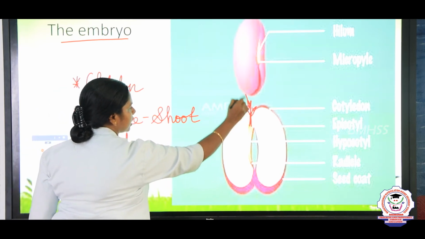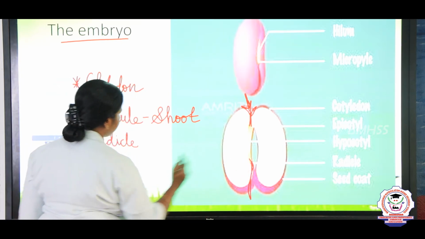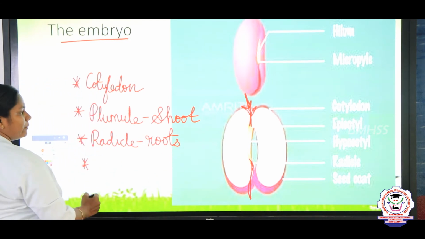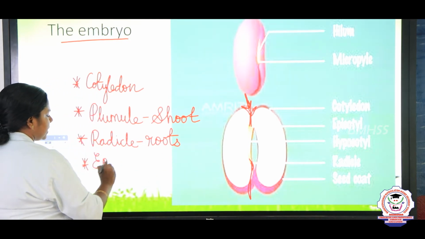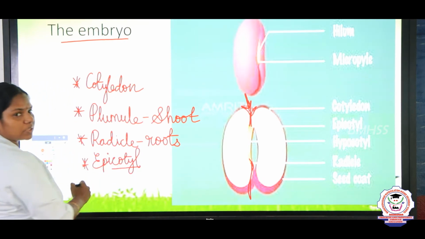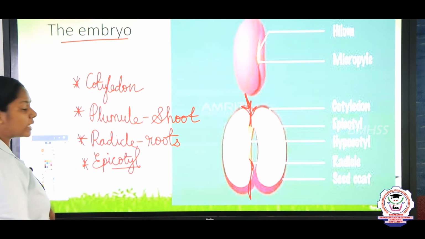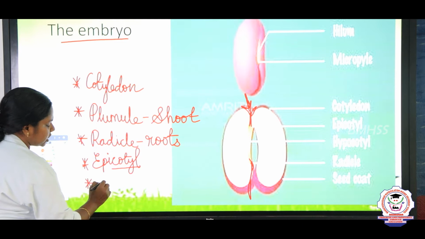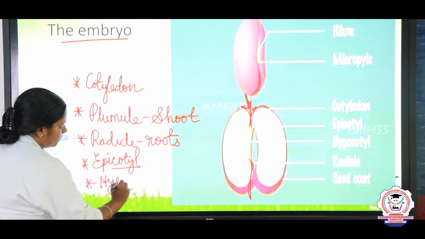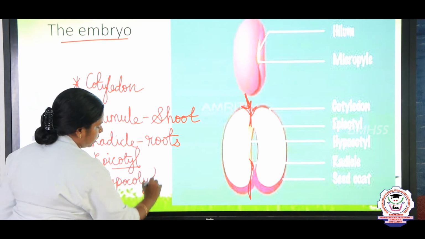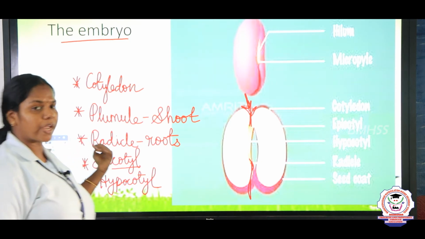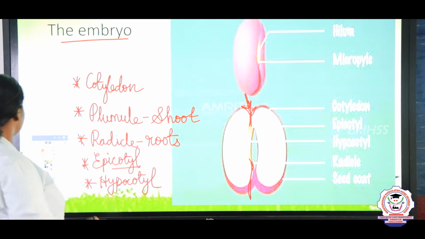Later leaves form, and everything starts to germinate. And this is the radicle from which the roots develop. And one more part is the hypocotyl region. The epicotyl is the region above the cotyledon. Cotyle means seed, epi means above. This region of the seed above the cotyledon, we say it as epicotyl, and the region below the cotyledon, we say it as hypocotyl. So this is the embryo. They may ask what the embryo is and what the 5 main parts of the embryo are.